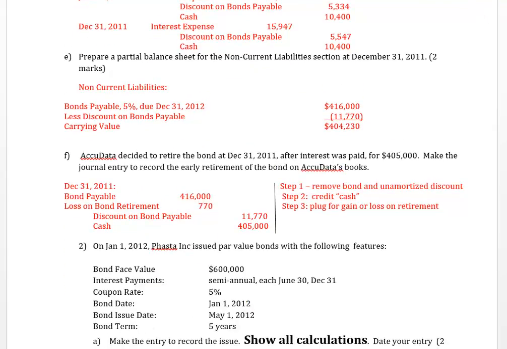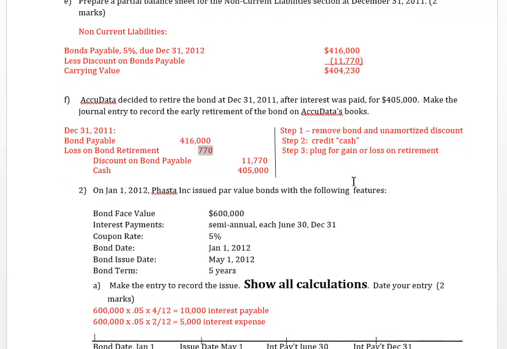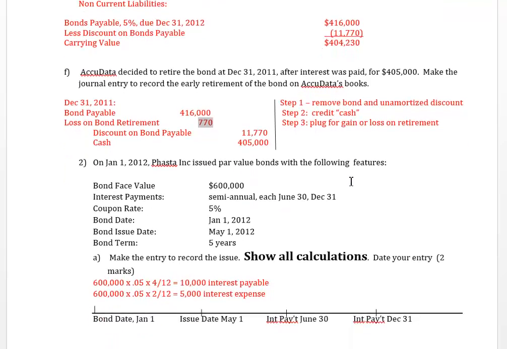So this concludes our bond question on discount bonds. Next thing we're going to do is do a short video on bonds that are issued at a date that's different than the date they are available for purchase by the investor. So stay tuned.